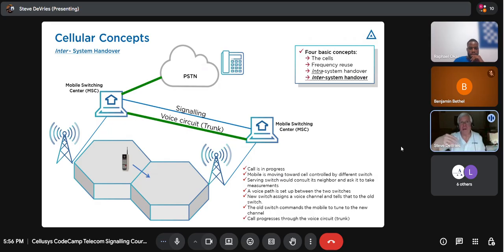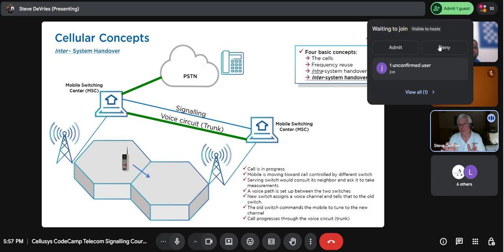So you might be driving from downtown, an area where you're at now. Maybe you're driving home and you live some distance away. Well, there are different switches. They have multiple switches. So when you go from this switch over to this switch, that would also be an inter-system handover, assuming that you're talking on the phone when this happens.